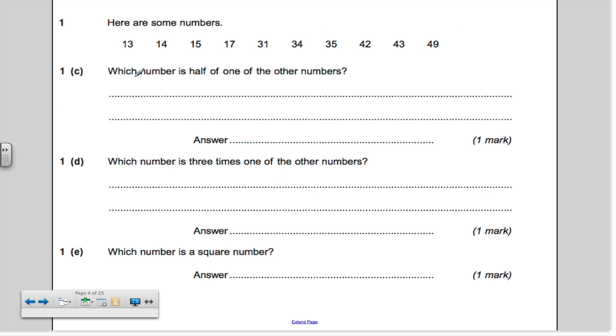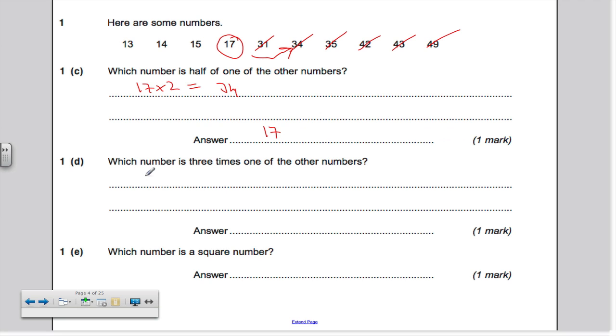Right, 1C. Which number is half of one of the numbers? So again, looking through this list, I've got to find a number that's half of one of the others. Well, that certainly can't be half of one of the other numbers. Neither can any of these. What about 17? Could 17 be half of any of these? Let's just check. What's 17 times 2? 17 times 2 is 34. Therefore, 17 is half of one of the other numbers.